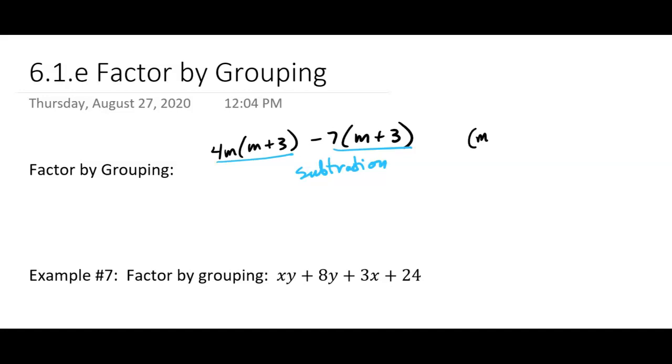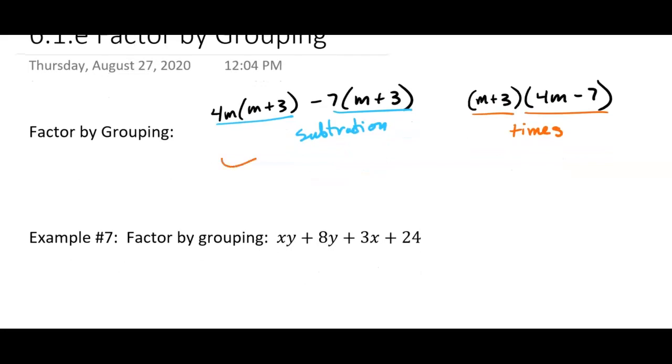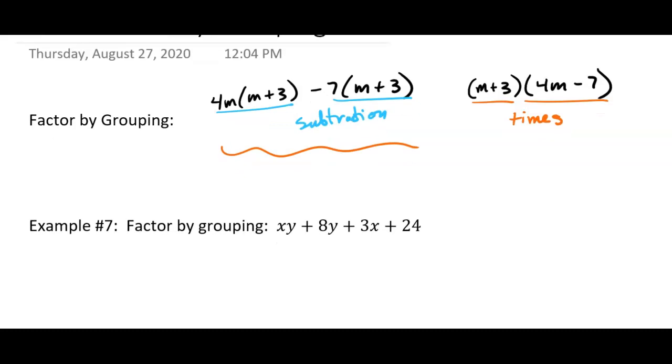so we took out the m plus 3, and then we had left 4m minus 7. And now we have stuff times stuff, multiplication. And that's what we're trying to do in factoring. We're trying to get stuff times stuff. We're trying to get multiplication to happen. Okay, so the method we're going to use now is factor by grouping. So we're going to try to create this situation over here, and then we'll be able to factor it.